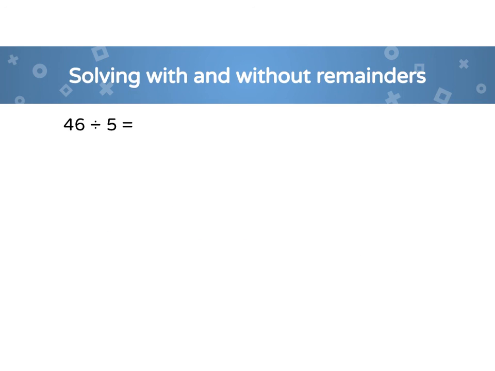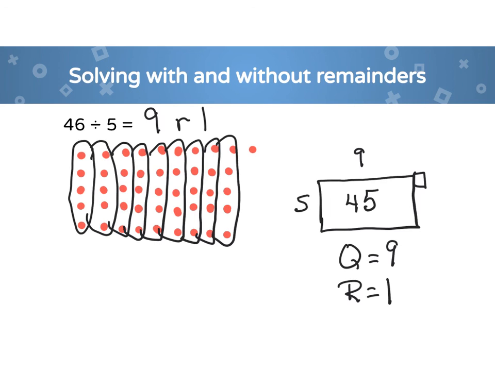Okay, I'm going to pause the video and I'm going to do this one last problem for you. If you need to, look back at this video as you're doing your homework pages. Okay, so here is my array and here is my area model. So I have 46 and then one left over. 46 divided by 5, the quotient would be 9, remainder of 1.